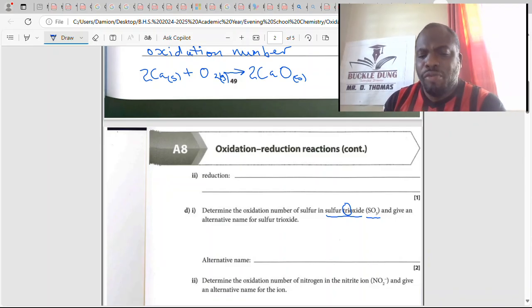So what two rules did we just learn? What two rules can we use to help us?